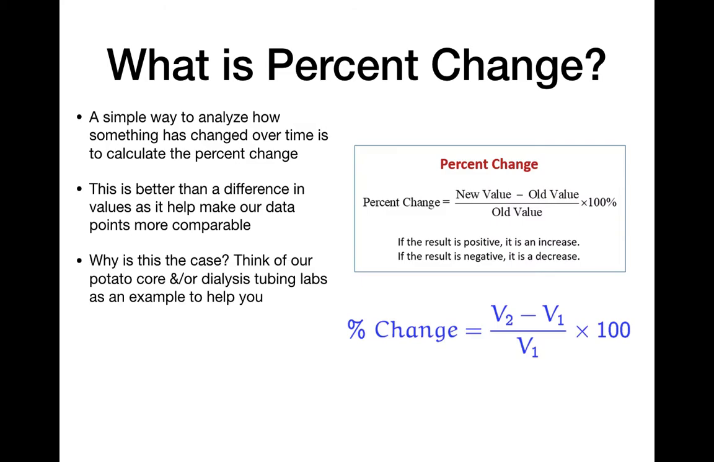Okay, so if you think of the potato core or dialysis tubing labs, this is really helpful for those kinds of labs because not every single potato core weighed exactly the same, even though you used a cork bore and made them exactly the same size. In the dialysis tubing lab, they weren't all the exact same volume or mass to start off with, so doing percent change is a lot more indicative of the actual change and what the actual relationship is between the variables.